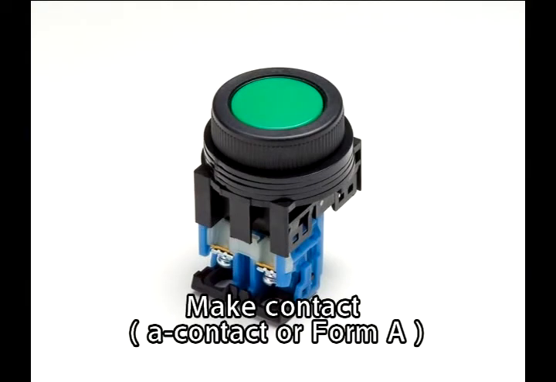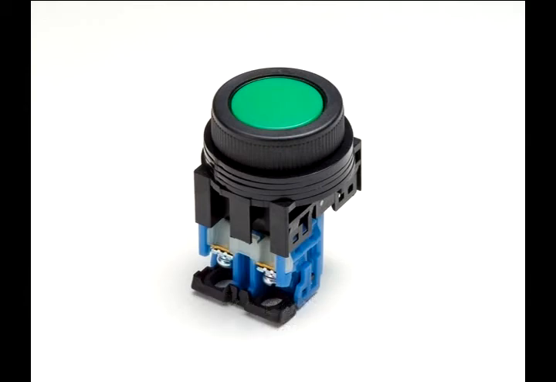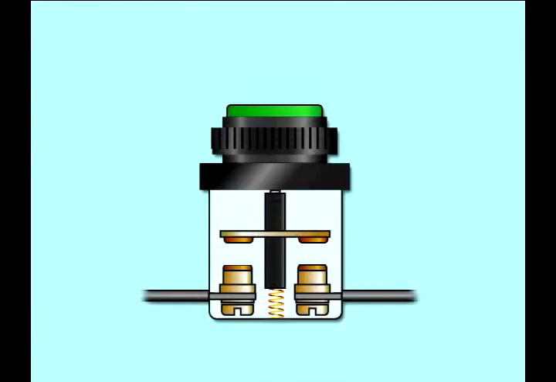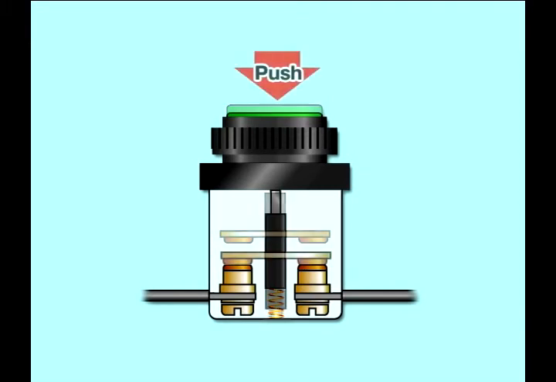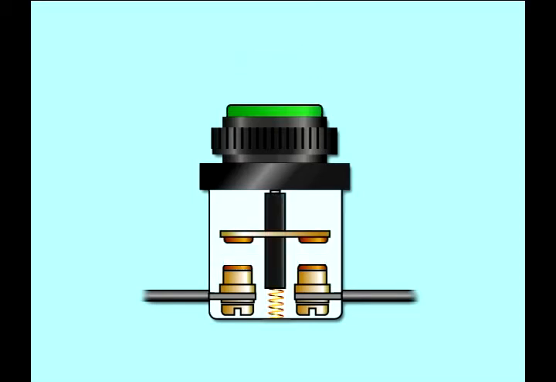Make contact is also known as Arbeit contact, which is abbreviated as A contact or form A. If A contact is not in operation, the circuit remains open and the off state is maintained. The circuit remains closed and the on state is maintained only while A contact is in operation. Because of this, the indication NO, or normally open, will often appear on the A contact terminal.